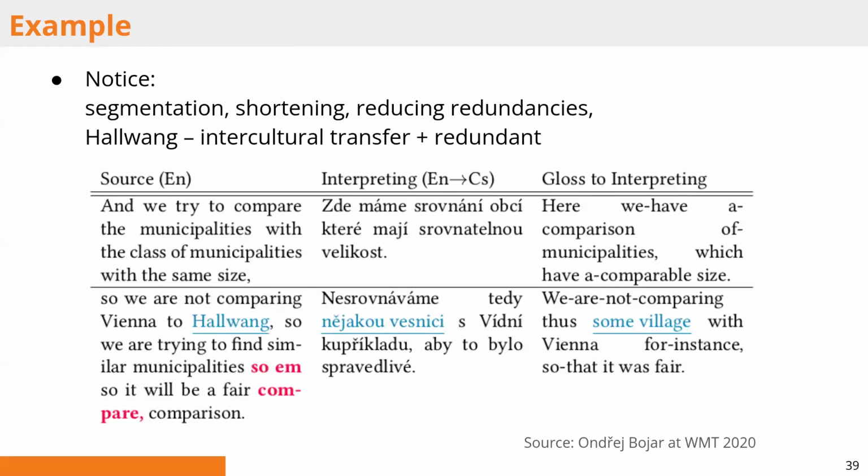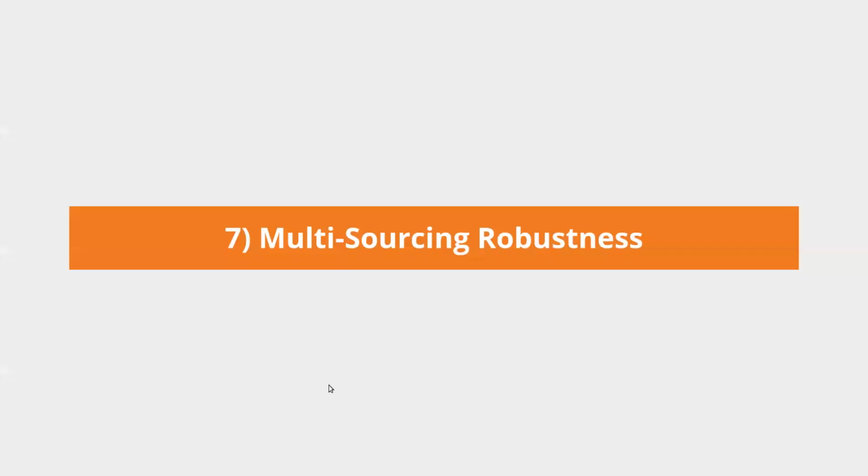And here is one example from the slides of Andrei Boyar. Here you can notice the segmentation into sentences, removing the redundant hesitations in red, and the word halvang. And although it's much simpler, the second comparison is not repeated, comparing and comparison in the end. So this is a challenge to investigate.